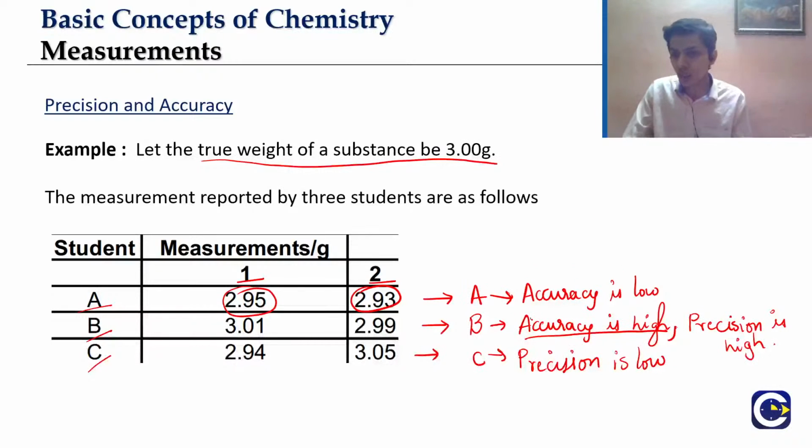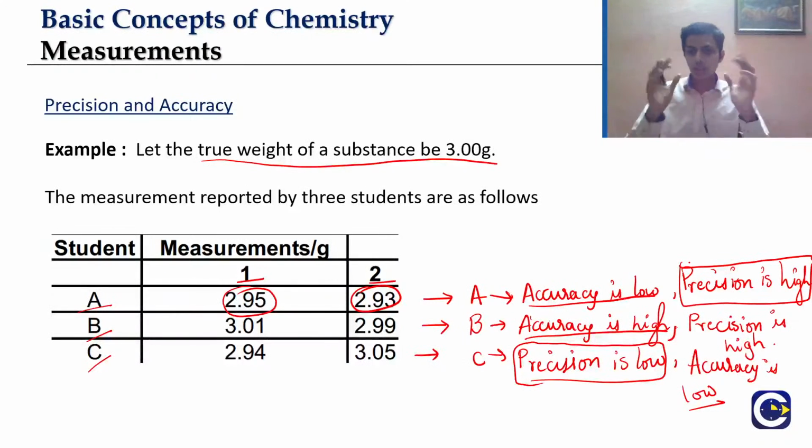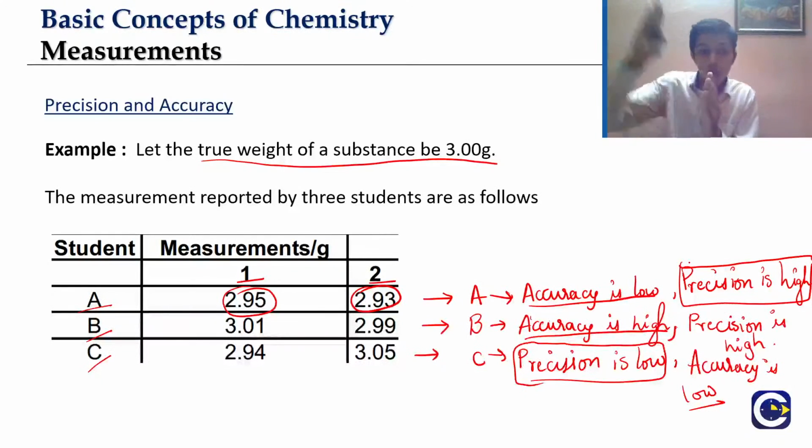If accuracy is low, then precision can be either high or low. For example, here accuracy is low, but precision is high, whereas in the other case, precision is low and accuracy is also low. So if accuracy is low, either precision can be low or precision can be high. It depends. Clear? So this is the whole conclusion. Precision means closeness. Accuracy means whether it is matching the exact value or not.